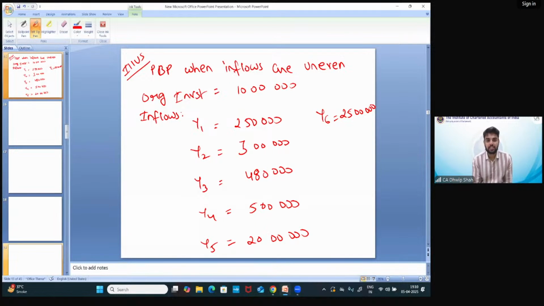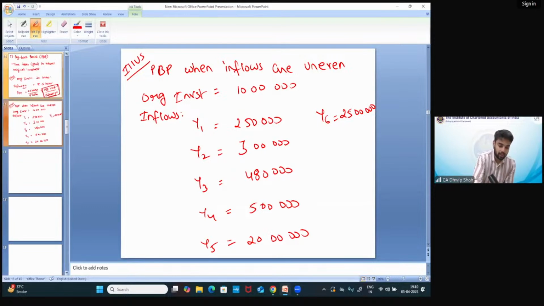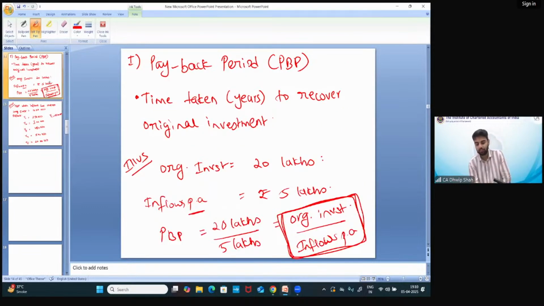Now, since the inflows per annum are not constant, I cannot use that formula, original investment divided by inflows per annum. This formula can only be used when your inflows per annum are constant. But if they are not constant, you cannot apply this formula. You will get the wrong answer. So how to find the payback period?